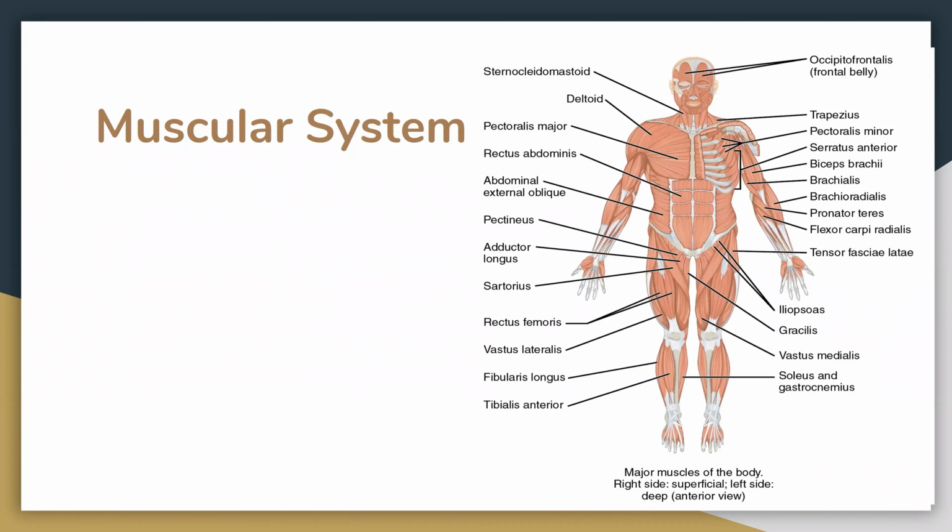Again, here's a very good graph of the musculoskeletal system or the muscular system. All right, so you have all these wonderful muscles. You have your deltoids and your abdominal obliques and your rectus femoris and your fibularis longus and your tensors and your flexors and your brachialis. It's a beautiful thing to behold.